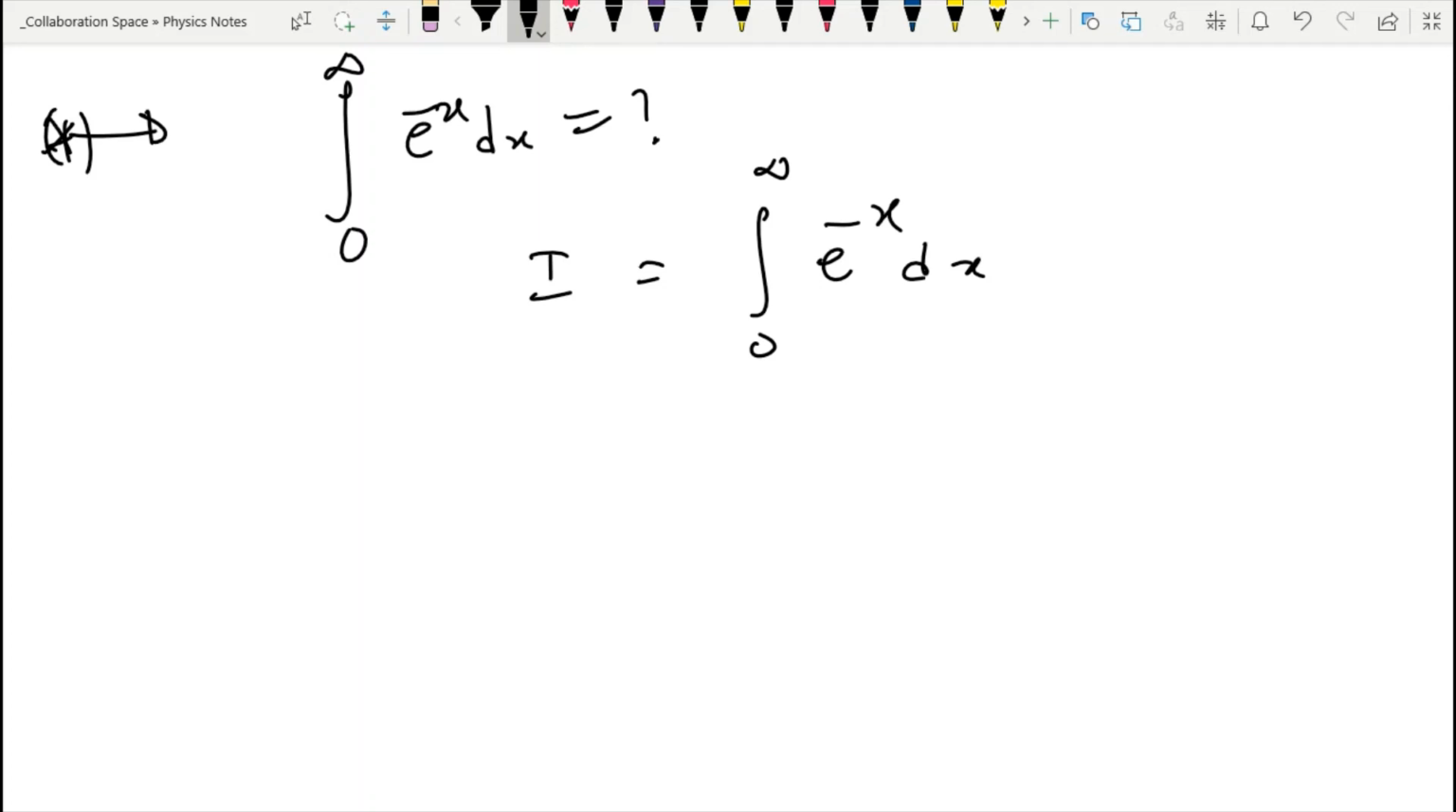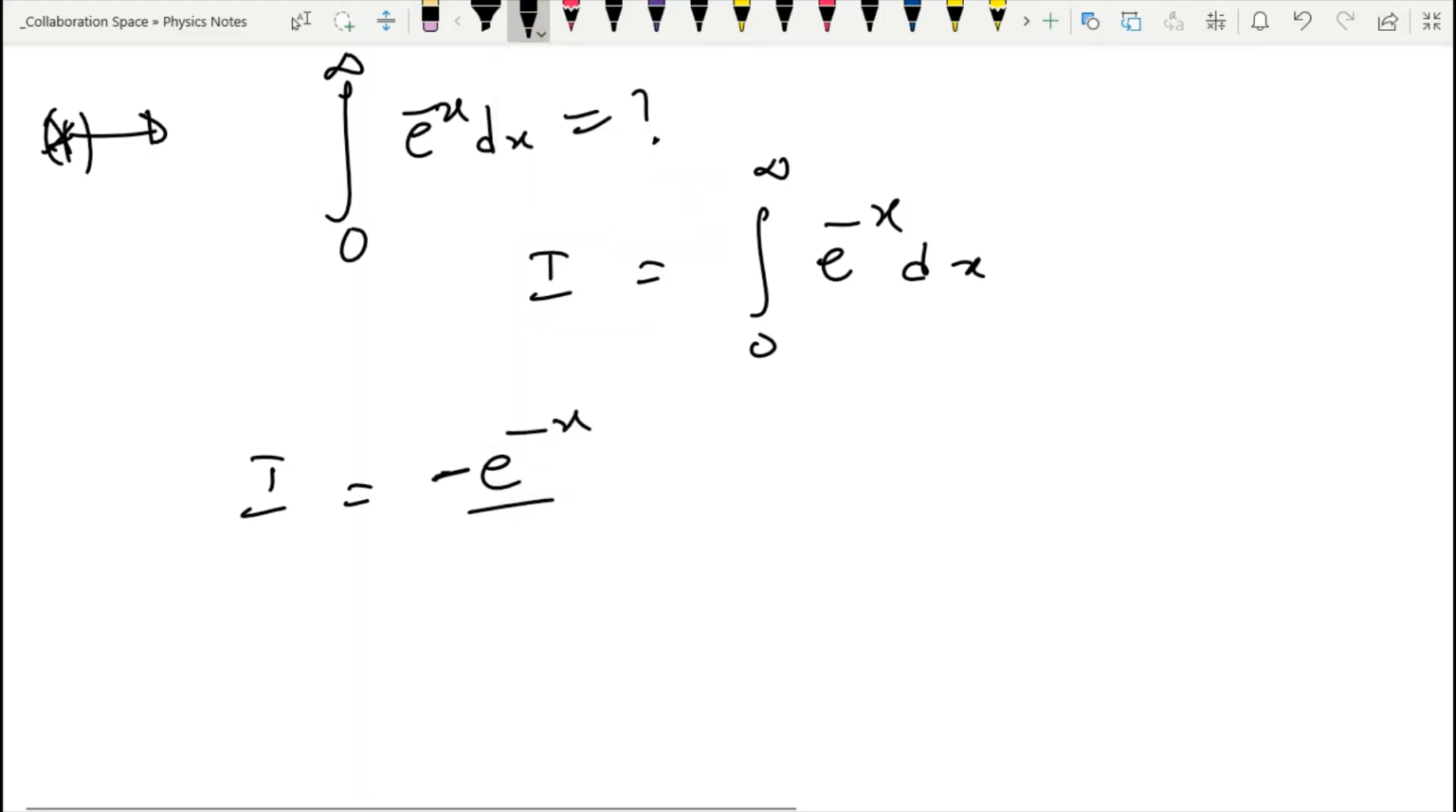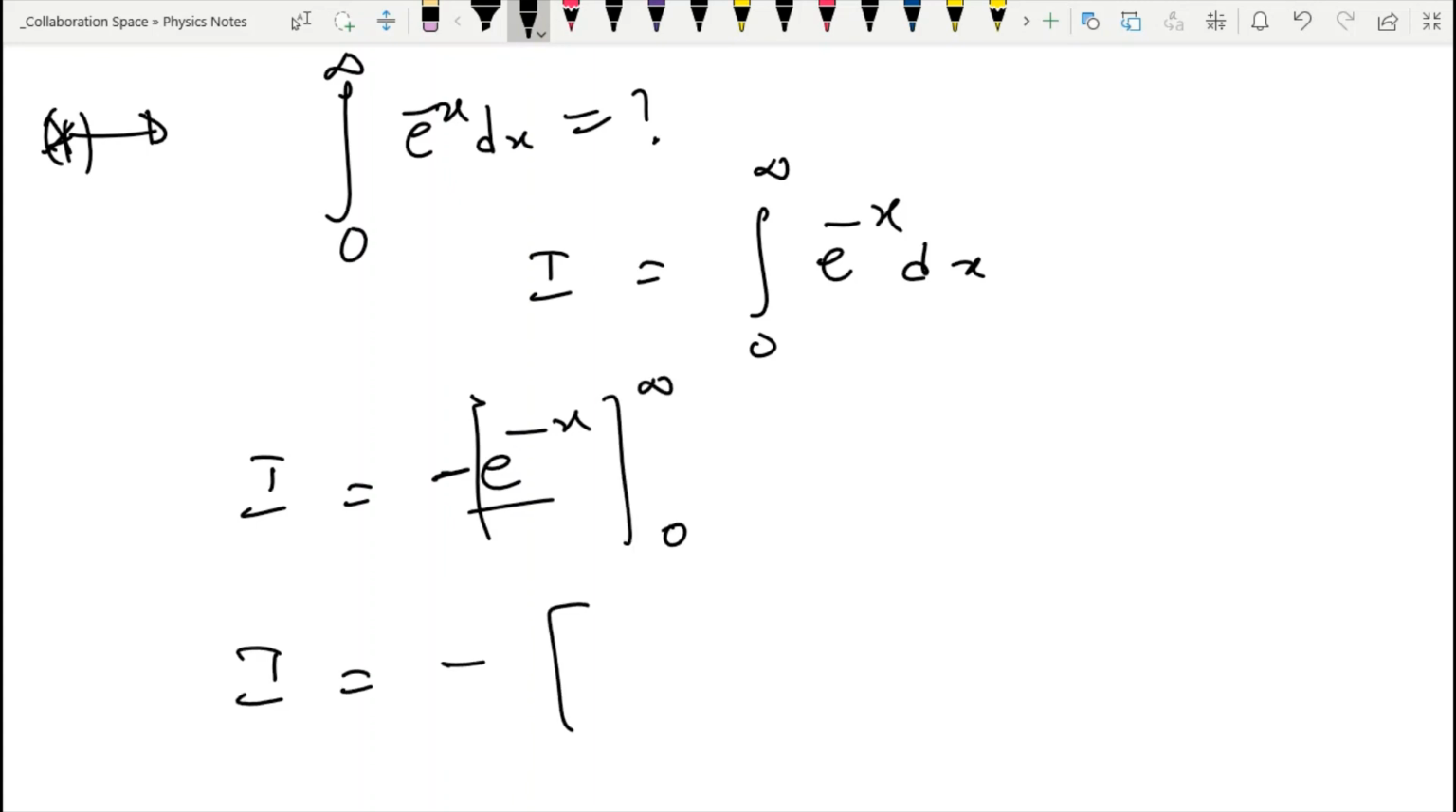Now I will evaluate this. Just see, students. Integration of e power minus x dx is e power minus x divided by minus 1, so we will write this minus on the side, not in the denominator. And we have to apply the limits of integration now. So the limits of integration are infinity to 0. So I is minus e power minus infinity minus e power minus 0.